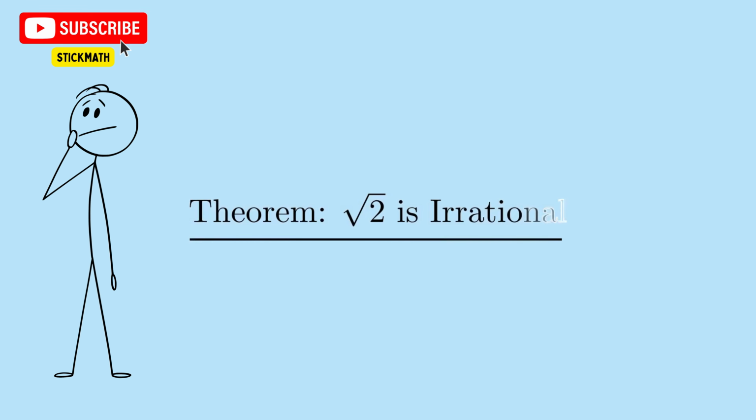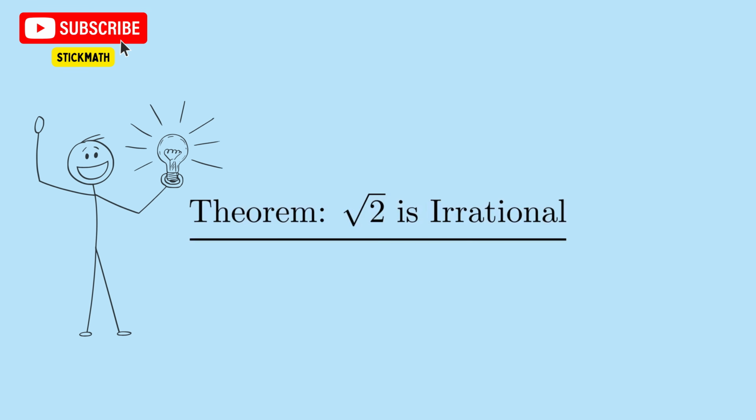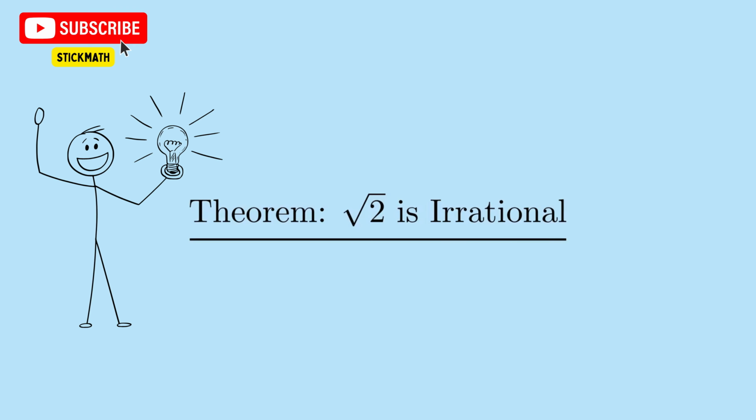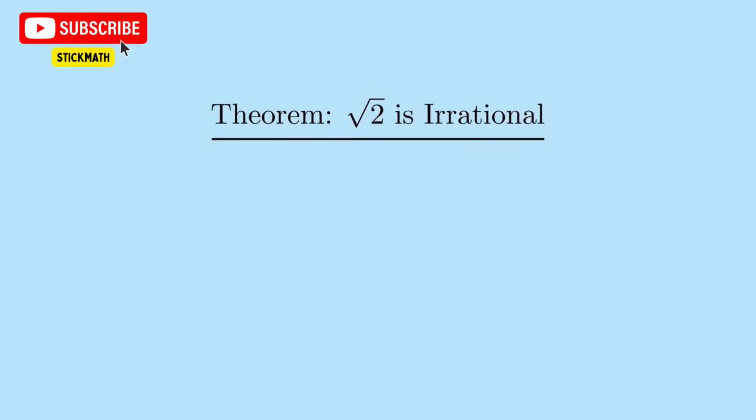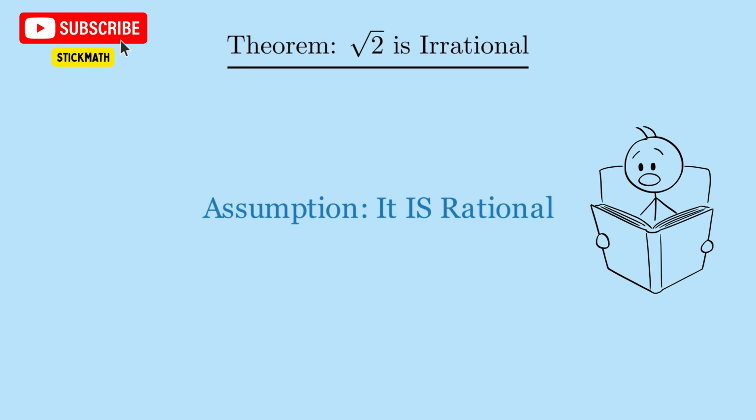Is the square root of 2 a rational number? Today we are going to prove that it is not using a method called proof by contradiction. To do this, let's play a game. Let's assume the opposite is true. Let's assume the square root of 2 is rational.